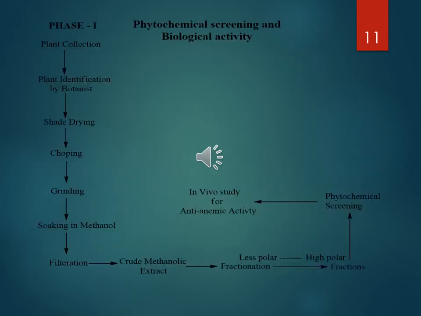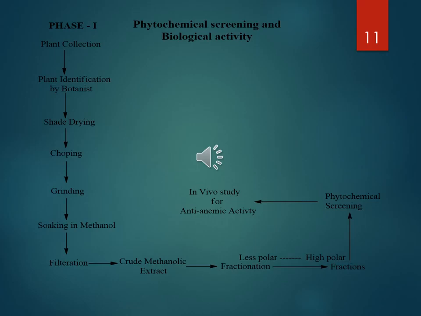The topic comprises two phases. Phase 1 is called phytochemical screening and biological activities of the plants. This phase consists of the following steps. The first step is plant collection. Plant collection is carried out on the basis of literature survey as well as the biological and enzymatic activities of the plant. After that, the plant is submitted to the botanist, who confirms its genus and species and allows us to proceed with further processing.